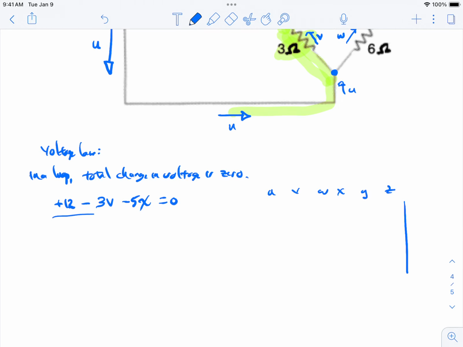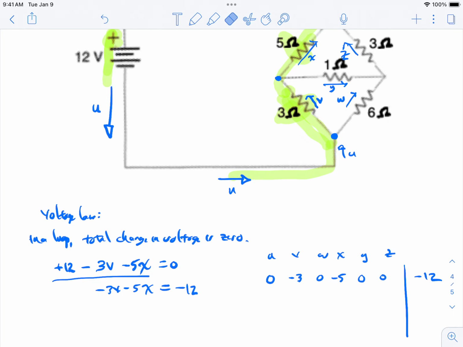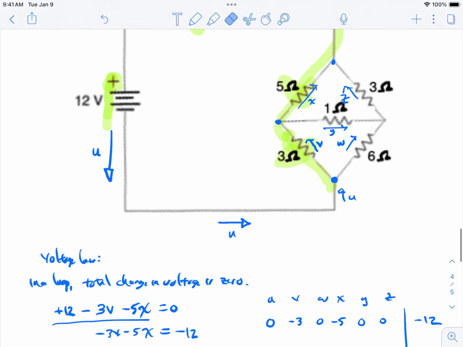So does this equation have any, well, we'd want to rewrite this really. Minus 3V minus 5X equals a negative 12. So we'd have nothing times U, a negative 3 times the V, nothing times W, a negative 5 times the X, nothing times Y, nothing times Z, equaling a negative 12 on the other side. We've just coded our first equation. Since we have 6 variables we're solving for, we're going to have to code 6 equations, so 1 down, 5 to go.